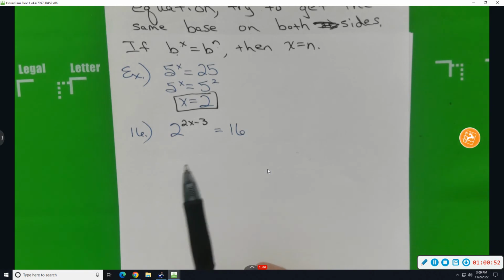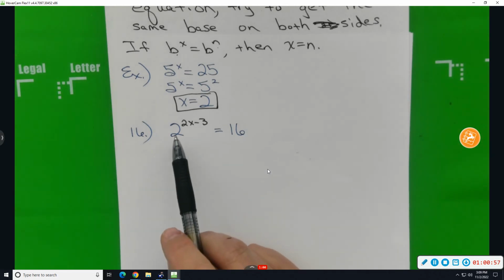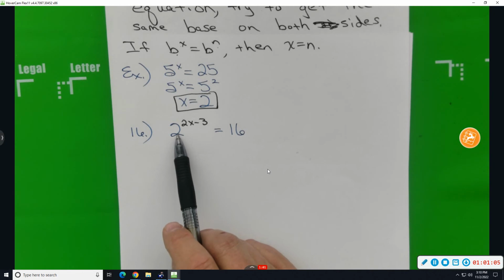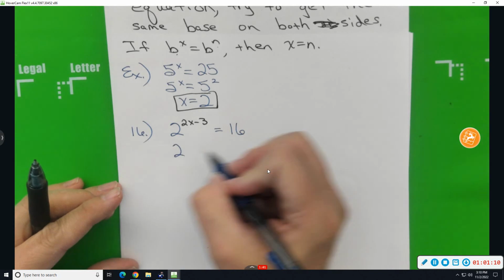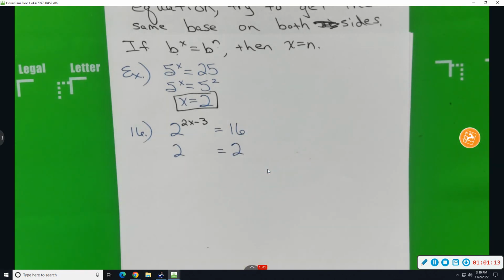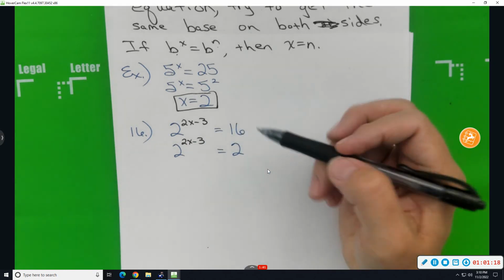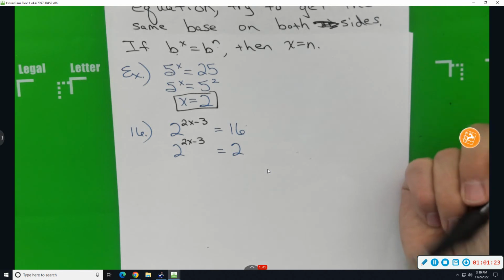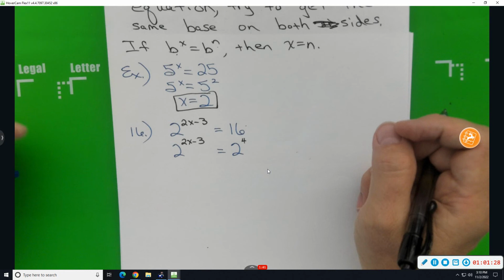On the left side, I generally start with the smallest integer base and try to get that same base on both sides. Well, 2 is a prime number. You're not going to write this 2 as anything other than 2. But 16, I think we can rewrite that as a power of 2. So the common base I'm going to work with is 2. 2 to what power gives us 16? What exponent would you need to put on that 2 to get 16? 4, I agree. 2 times 2 times 2 times 2 is 16.